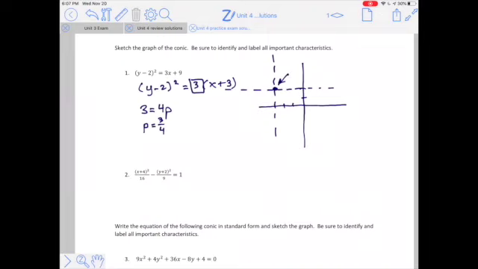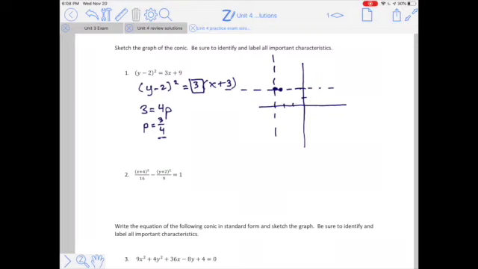So now we've got to think, okay, we already decided that it was a horizontal parabola, and the fact that P is positive tells us that the focus is to the right of the vertex. So eventually we're going to be graphing a parabola that opens to the right because P had a positive value. But here's our focus. It's 3/4 of a unit to the right of the vertex.